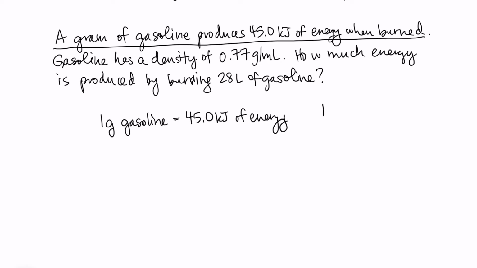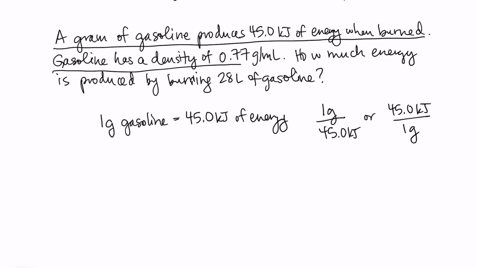So I could write 1 gram over 45 kilojoules or 45 kilojoules over 1 gram. Both of those are valid conversion factors that I can create with that information. Second sentence here, they told me gasoline has a density of 0.77 grams per milliliter. I warned you guys in class to avoid these slashes. So this is also, in fact, a compound unit or something we can use as a conversion factor.